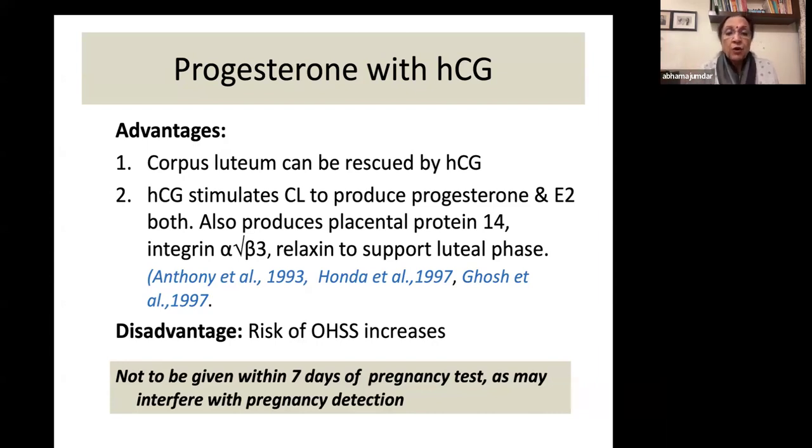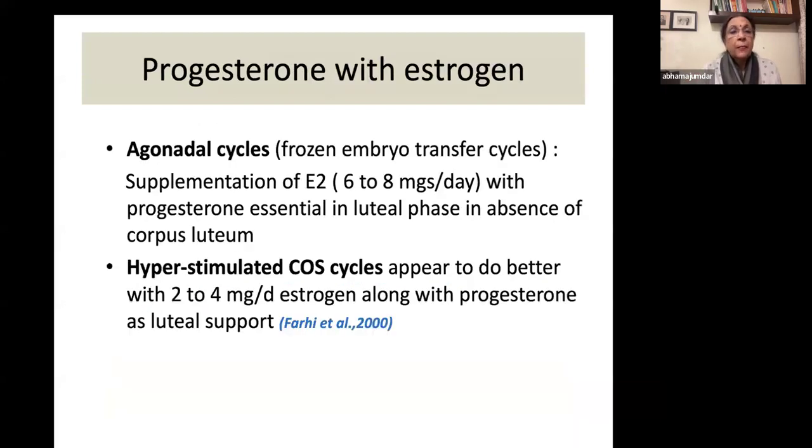Disadvantage, we all know, risk of OHSS increases. And another point, we do not give HCG too late. The last dose should be at least 7 days before a pregnancy test, as it may interfere with pregnancy detection and give us a false positive beta HCG.